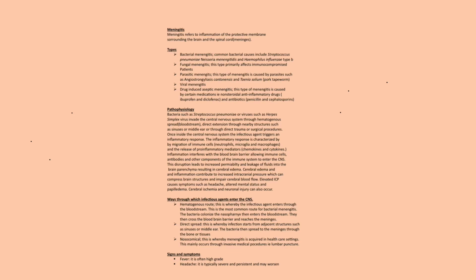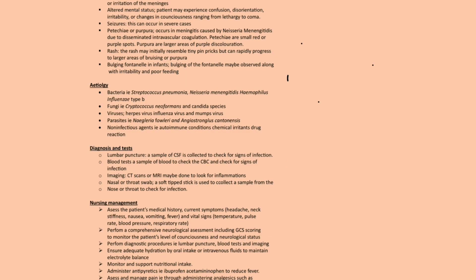So what are the signs and symptoms of meningitis? We have fever, which is often high grade. We have headache, which is severe and persistent, and it may continue worsening. We have altered mental status, whereby the patient presents with confusion, disorientation, irritability, or change in consciousness ranging from lethargy to coma.